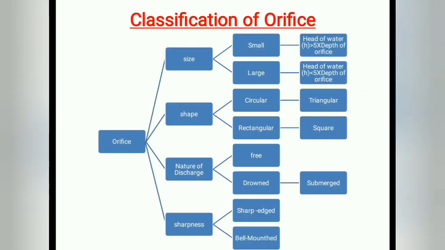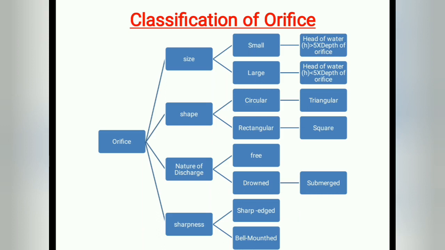Now, classification of orifice. Orifices are classified on the basis of their size, shape, nature of the discharge and the shape of the upstream edge. According to size, we can classify it in two categories, the small orifice and the large orifice. An orifice is small if the head of the water from the center of the orifice is greater than 5 times the depth of the orifice. That means the head of the water from the center is more than 5 times the diameter of the orifice.